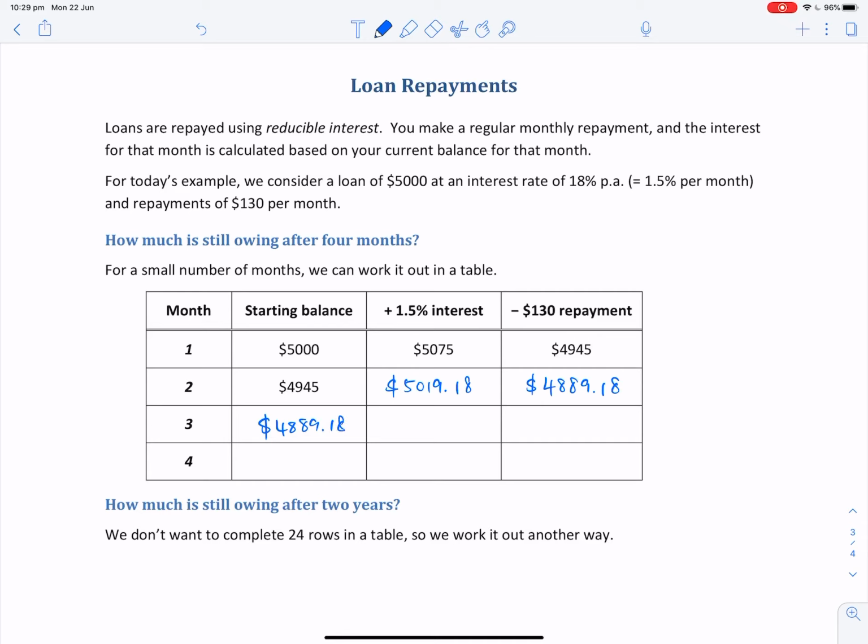Students don't mind doing this sort of thing, not asking too much. Okay, so I've carried that over. I've got the more accurate value in my calculator, I might as well use it. So times 1.015 equals 4962.51, and then subtract the repayment. Etc.